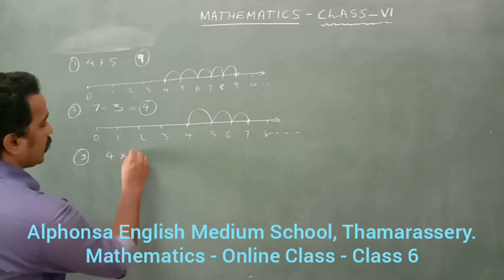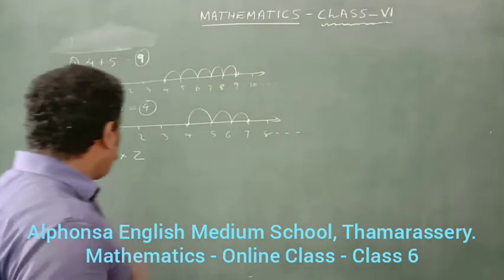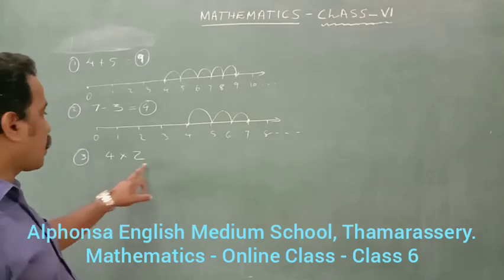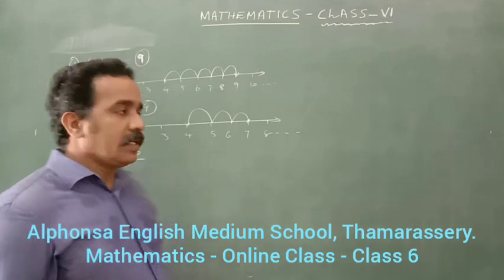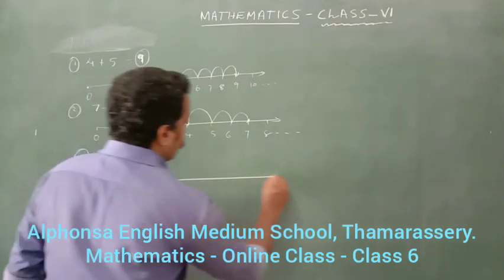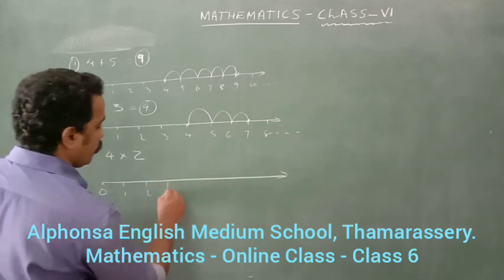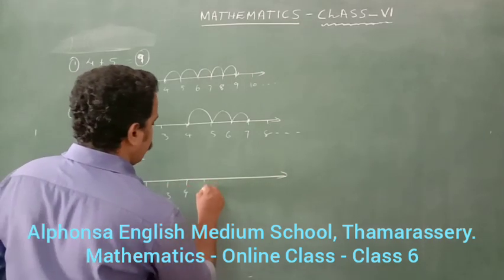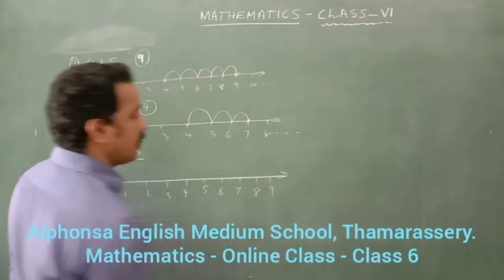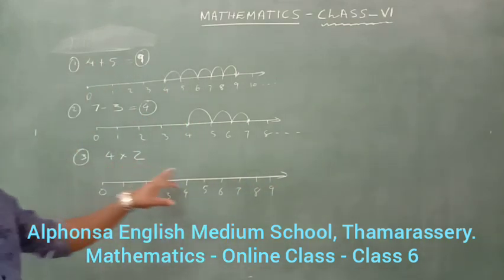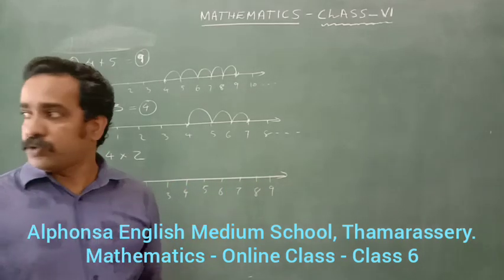4 multiplied by 2. 4 twos. 4 times 2. Actually, multiplication means a repeated addition. This we can do in this way. 0, 1, 2, 3, 4, 5, 6, 7, 8, 9, etc. It is going on. So 4 into 2 means add 2, 4 times.